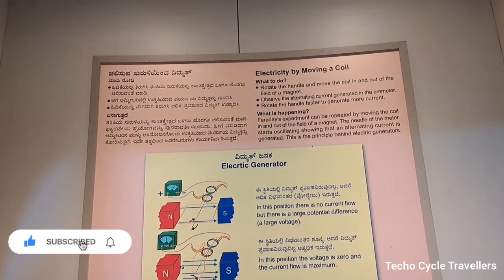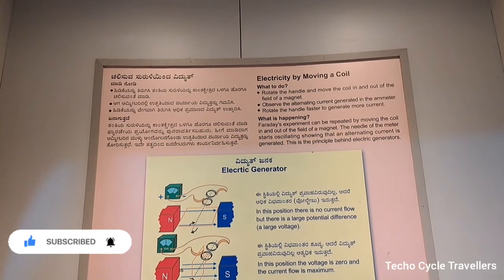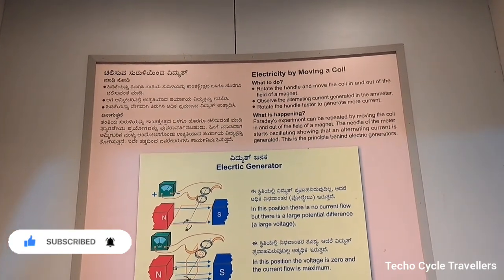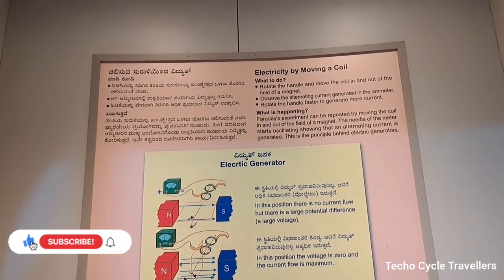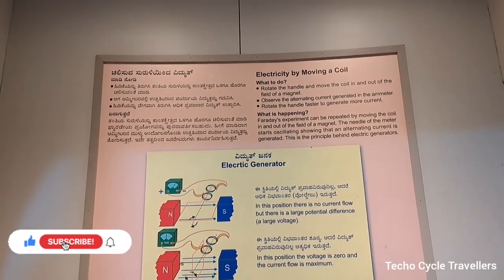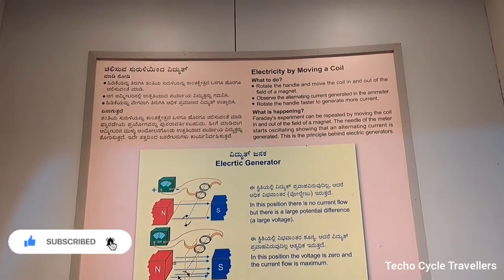What is happening? Faraday's experiment can be repeated by moving the coil in and out of the field of the magnet. The needle of the meter starts oscillating, showing that alternating current is generated. This is the principle behind electric generators.